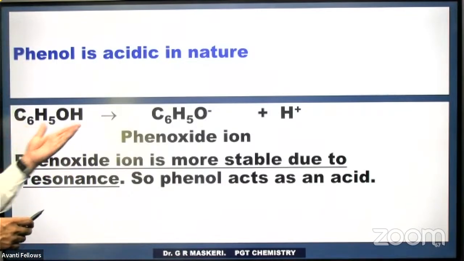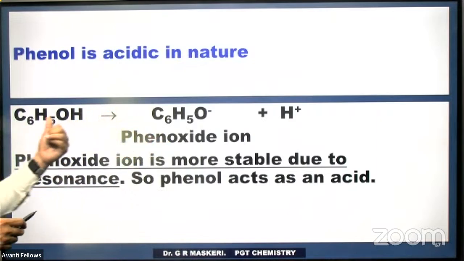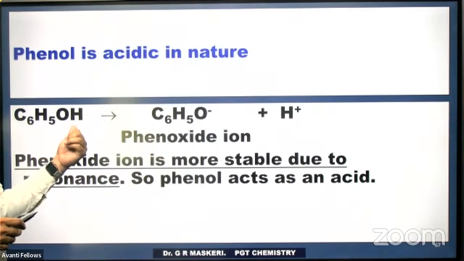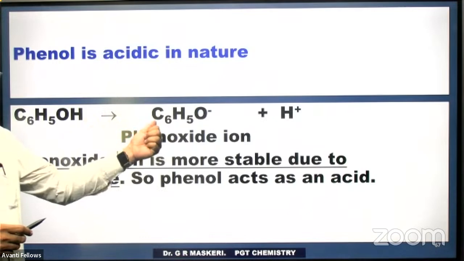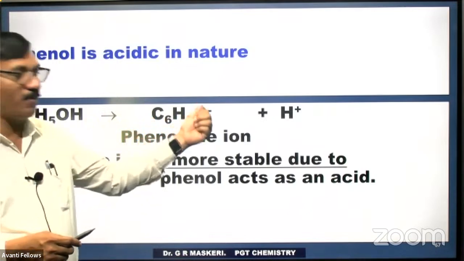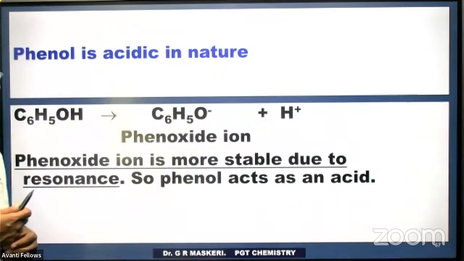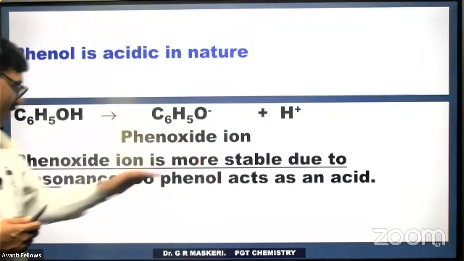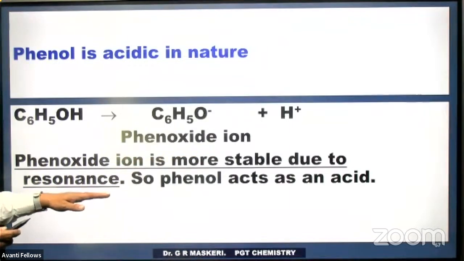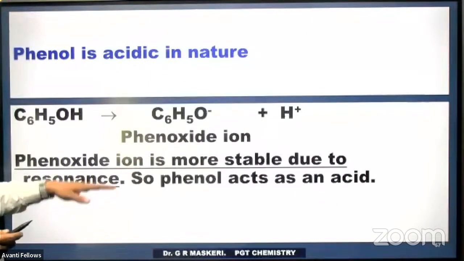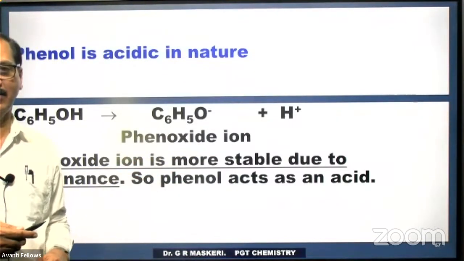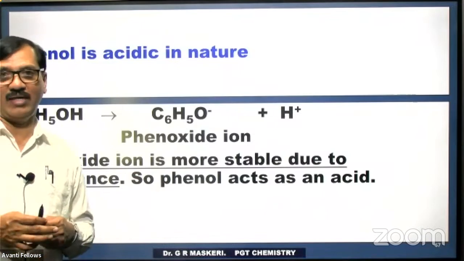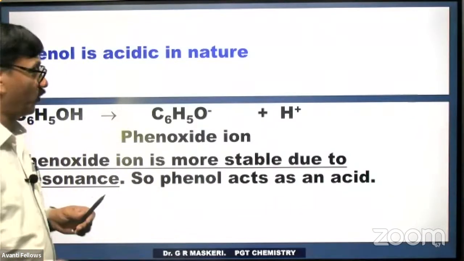So you should give an equation. Phenol C6H5OH gives phenoxide C6H5O minus and H plus. This is phenoxide ion. Then phenoxide ion is more stable due to resonance. Underline the term, underline the sentence. And so phenol is acid. Okay, this is the best way of explanation, or the correct way of putting it in.